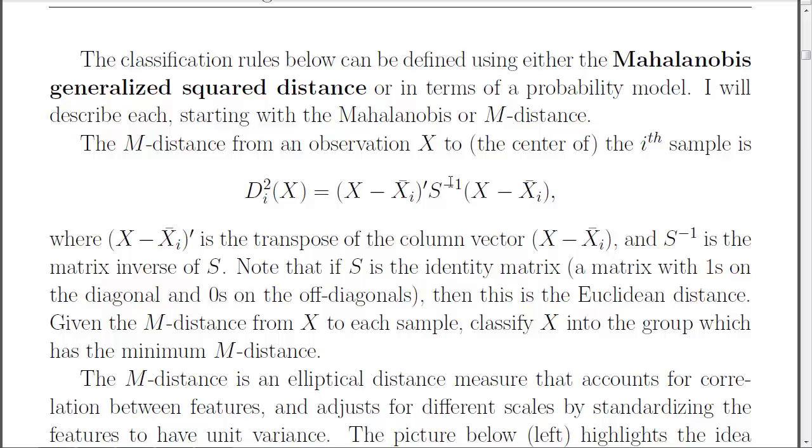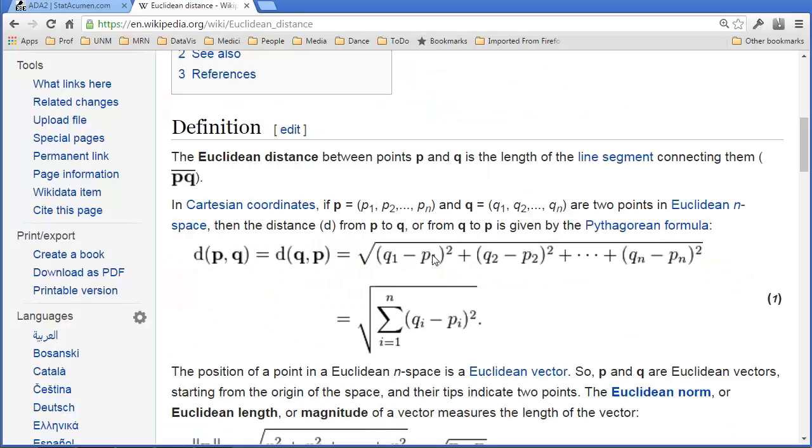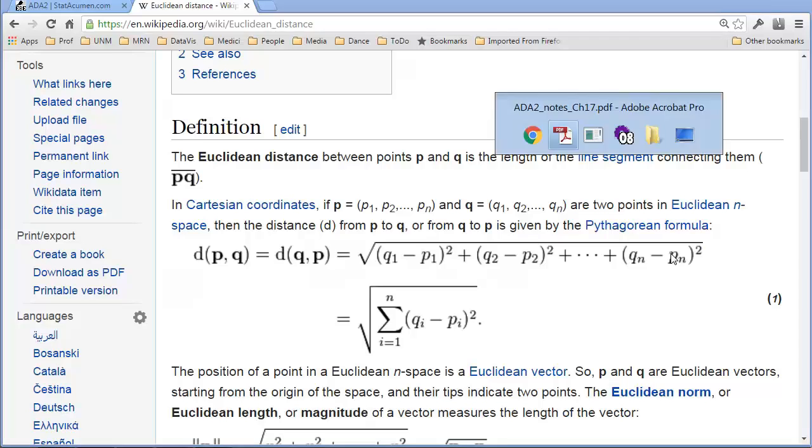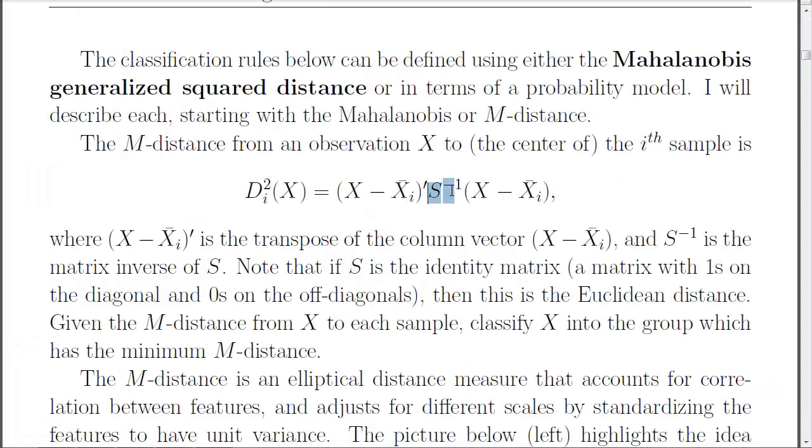And if we ignore the S in the middle for a moment, when you multiply this vector transpose times this vector, that's like taking the square of each difference and then adding them up. That is exactly taking the square of each one and adding them up. It's what's underneath the square root or radical symbol. Now what the S, or S inverse, does is it weighs this squared distance by the covariance that exists between features.